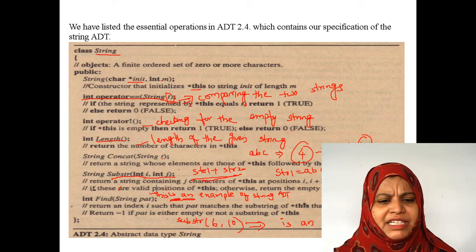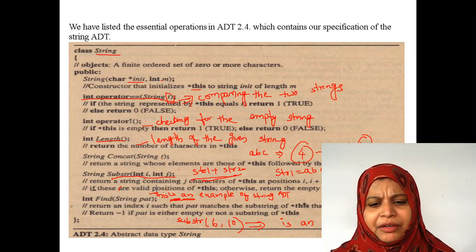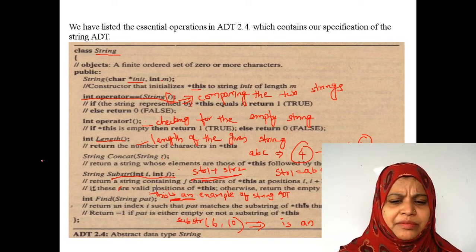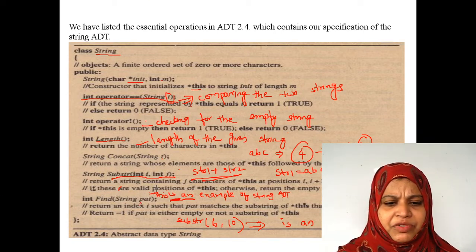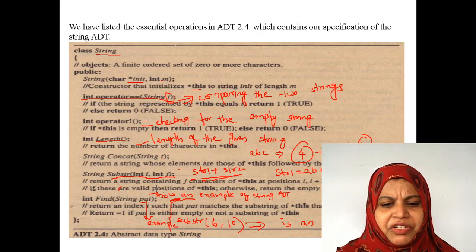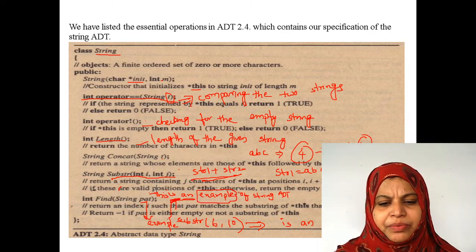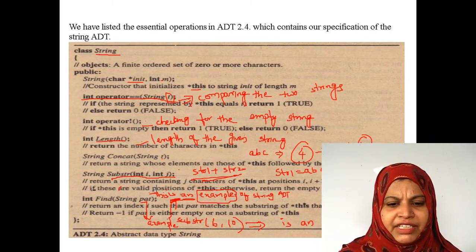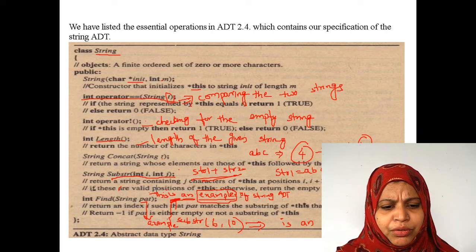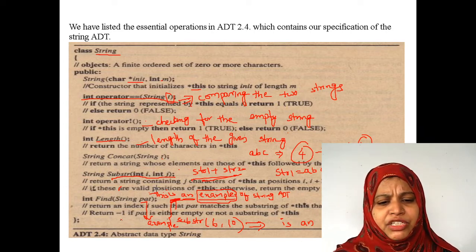Next one is find. Find means return an index I such that pat matches the substring of this that begins at position I, and return minus 1 if pat is neither an empty string nor a substring of this. Here we are finding a substring. For example, in this string, I am going to check whether "example" is present in my string or not. Here example is present, so at which memory location? 1, 2, 3, 4, 5, 6, 7, 8, 9. For example, at location 11 or 12, the value of this example is stored. If the example is not present, then it is going to return minus 1.